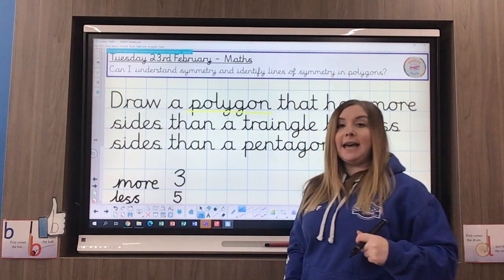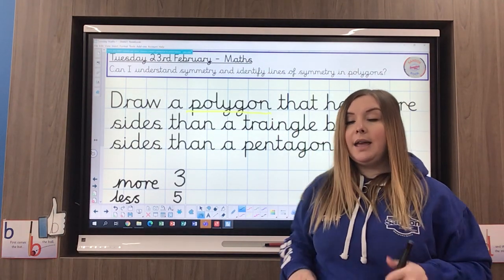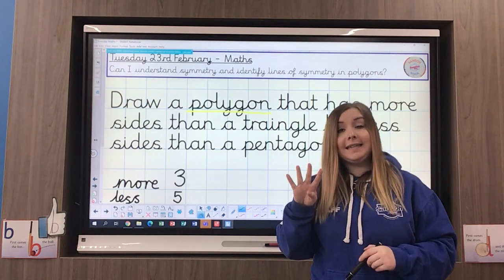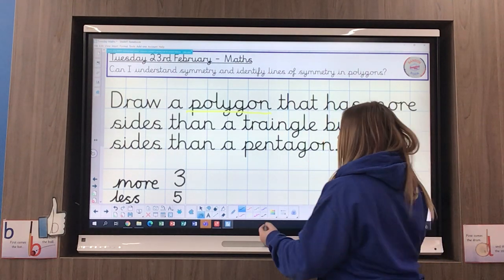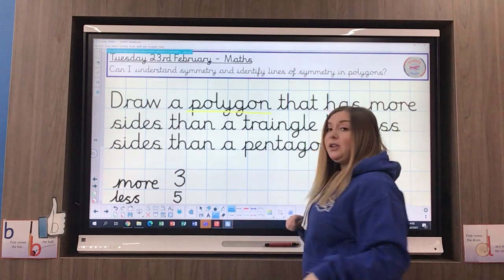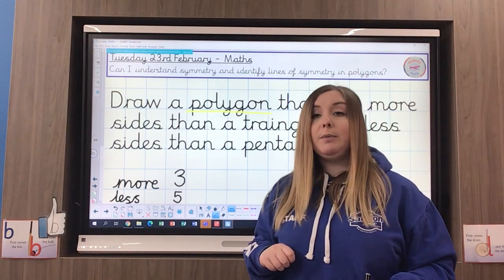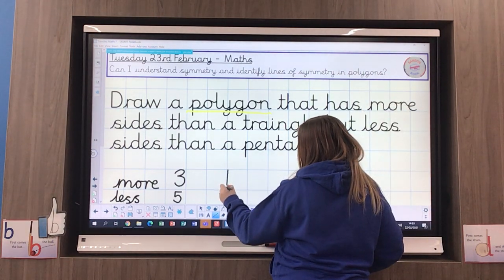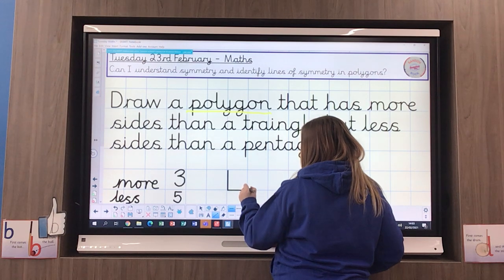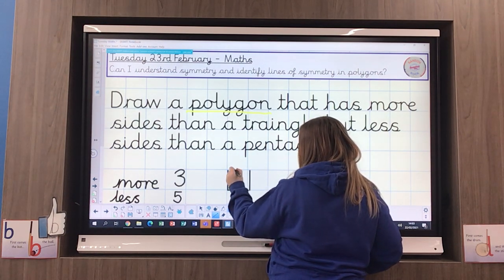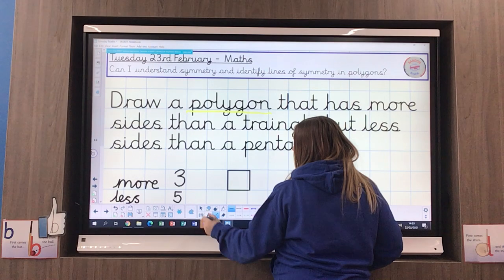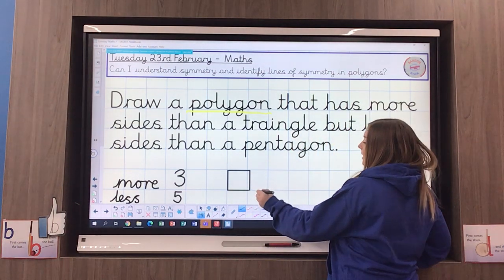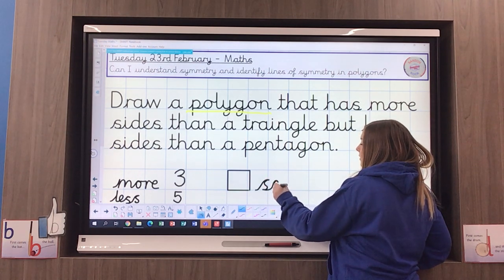So, how many sides can my polygon have here for? Okay, so it's got to have 4 sides, and now you're going to have a go at drawing a 4-sided shape. Now, when you're drawing at home, you'll use a ruler with your pencil, but I can draw straight lines on my board. So I'm going to have a go at drawing a 4-sided shape. There we go. And my 4-sided shape, because all of those lines are the same length, is called a square.